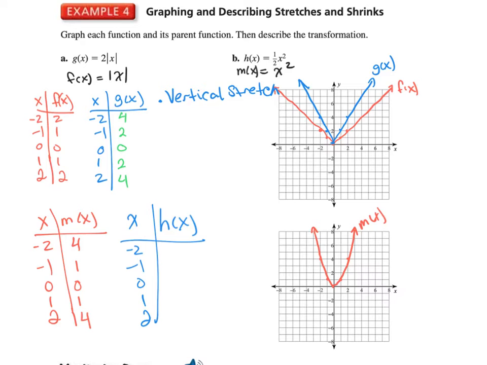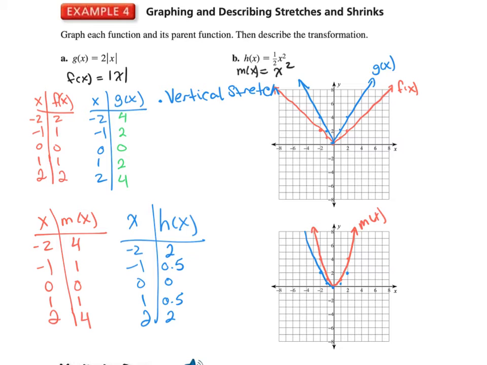So negative 2 squared is 4, half of 4 is 2. Negative 1 squared is 1, half of 1 is 1/2, so it's 0.5. And since we're graphing, decimals are probably better. 0 squared is 0, 0 times 1/2 is 0. 1 squared is 1, half of 1 is 0.5. 2 squared is 4, half of 4 is 2. So let's graph these. So negative 2, 2, negative 1, 1/2, 0, 0, 1, 1/2, 2, 2.